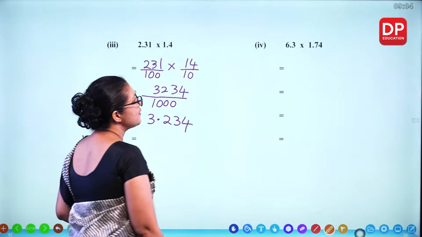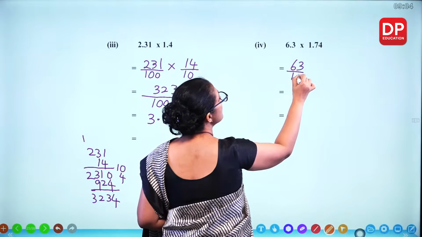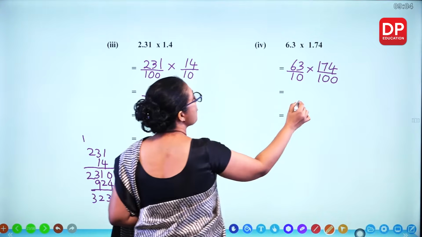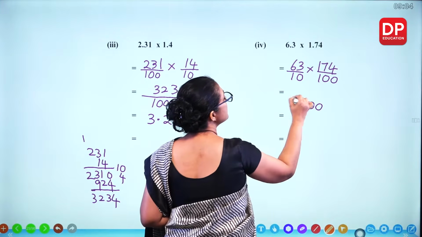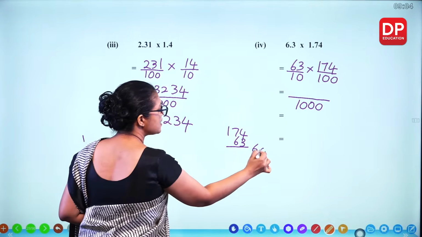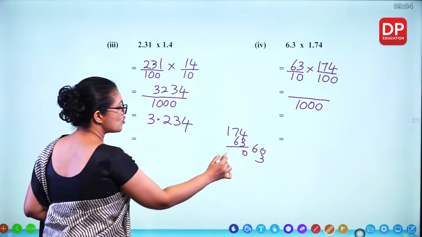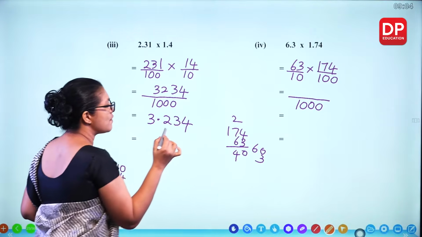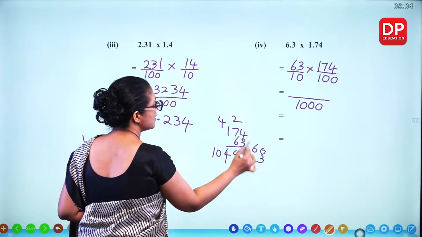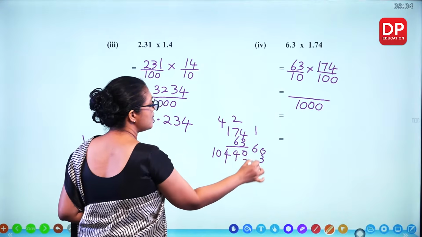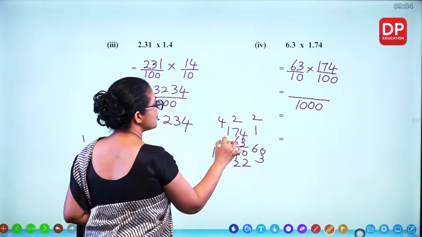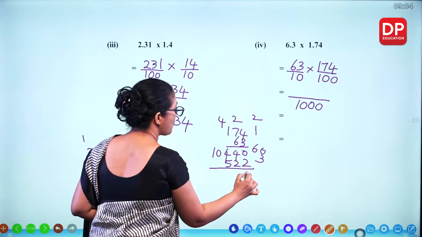This one, 6.3, I can write 63 over 10. 1.74, 174 over 100. You get 1000 in the denominator. 63 times 174. Multiply. 6 times 4, 24. 2 remaining. 6 times 7, 42 plus 2, 44. 6 times 1, 6 plus 4, 10. 3 times 4, 12. 3 times 7, 21 plus 1, 22. 3 times 1, 3 plus 2, 5.